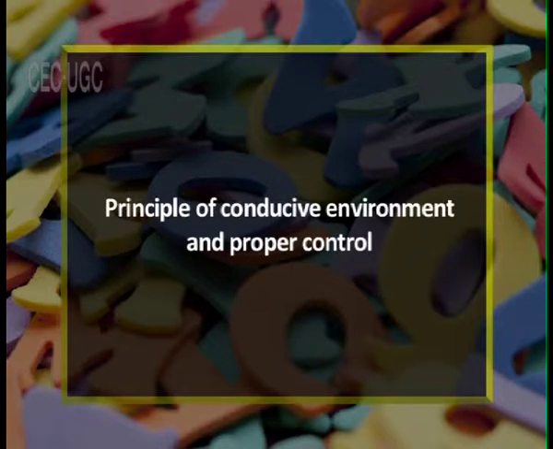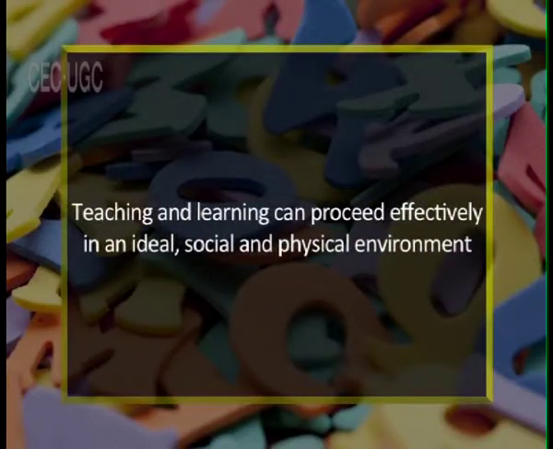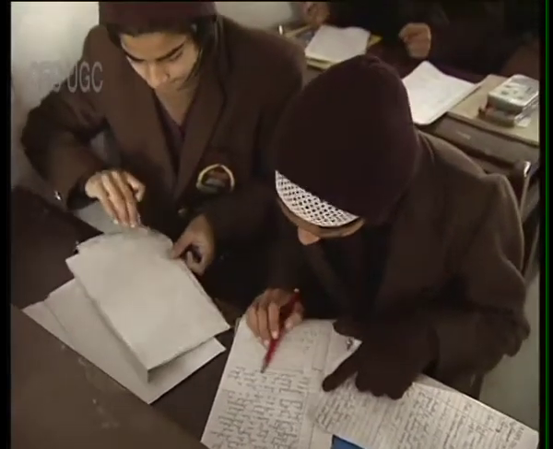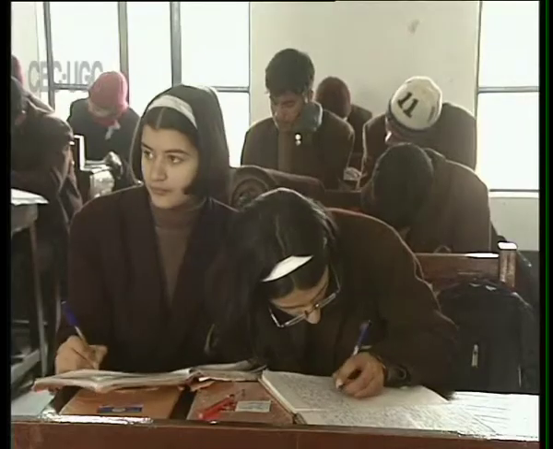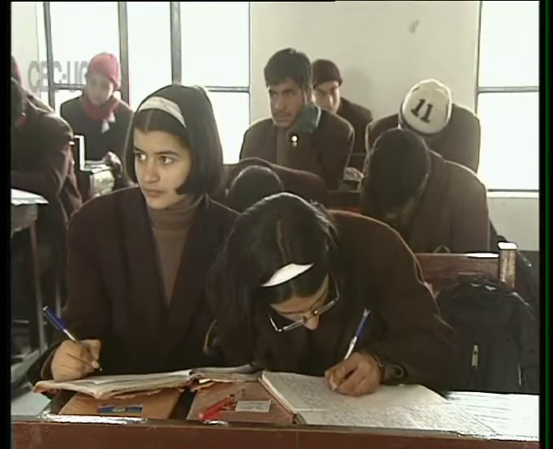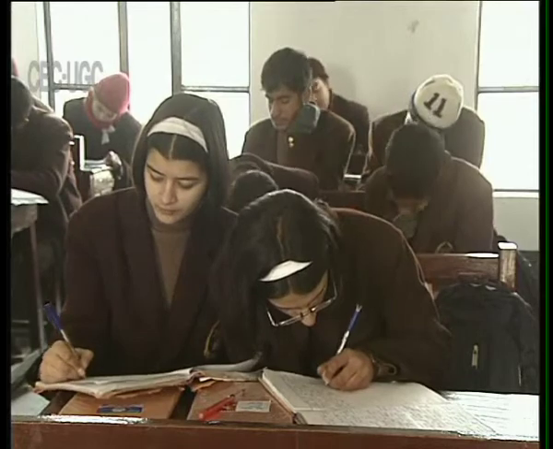Principle of conducive environment and proper control. Conducive environment and proper control facilitates teaching and learning. Teaching and learning can proceed effectively in an ideal social and physical environment. The role of a conducive and effective management of the control of teaching-learning situations can never be denied in any form of teaching. Environmental factors like proper seating arrangement, ventilation, light, classroom interaction, group dynamics, discipline, and the tone of school always influence the teaching-learning process. Therefore, care should be taken for their desirable arrangement and control.